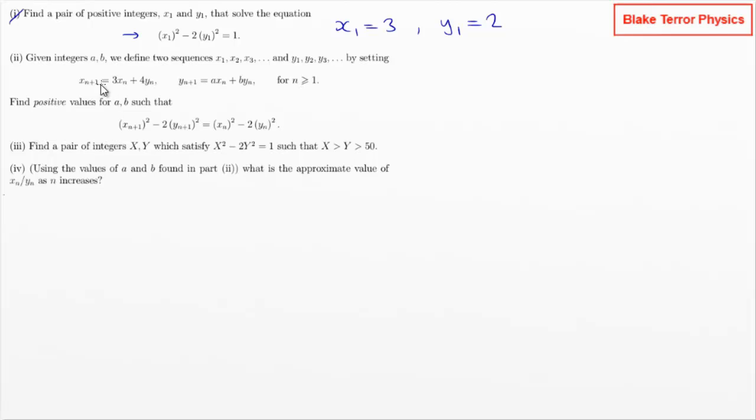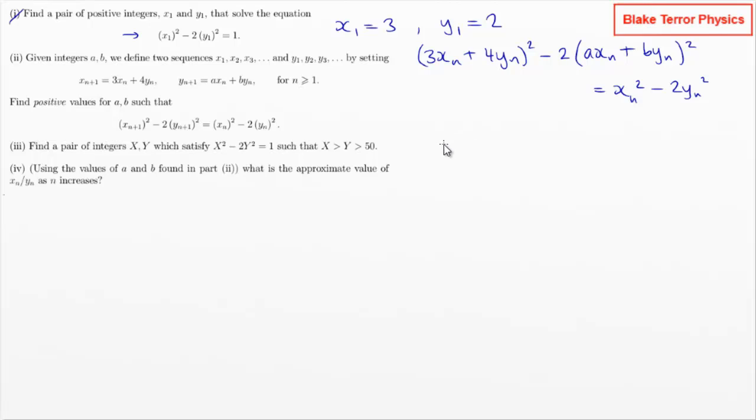So we've got what xn plus 1 is and yn plus 1, so let's sub those in. We'll have 3xn plus 4yn, and that will be squared for our xn plus 1 term. Then we've got minus 2 times axn plus byn, and that will be squared. And that needs to be equal to xn squared minus 2yn squared.